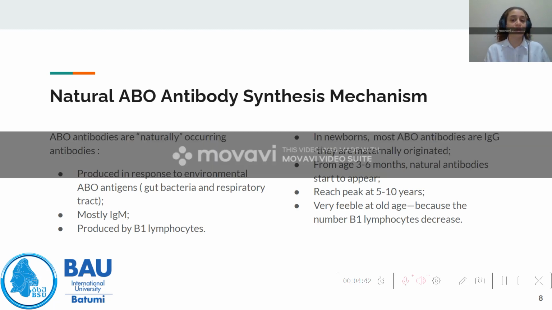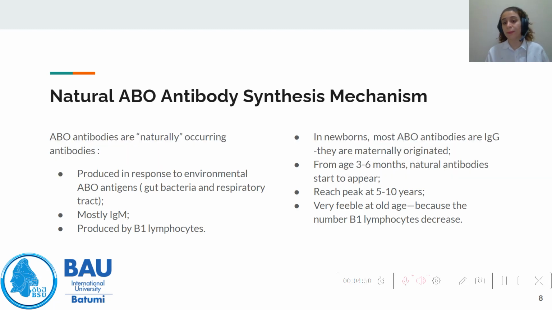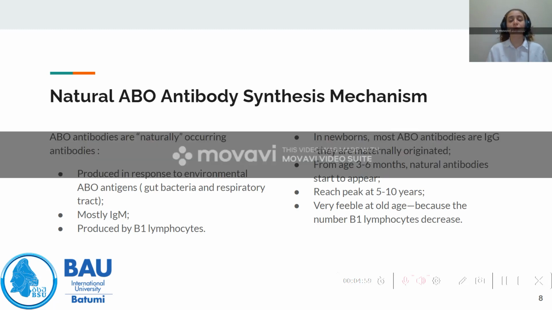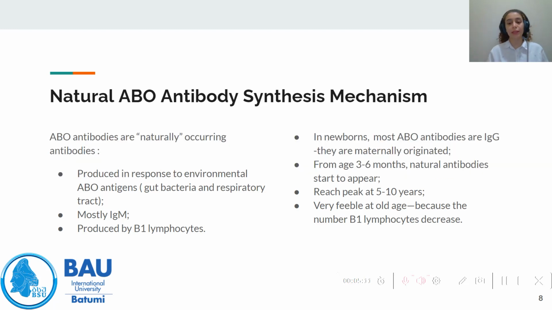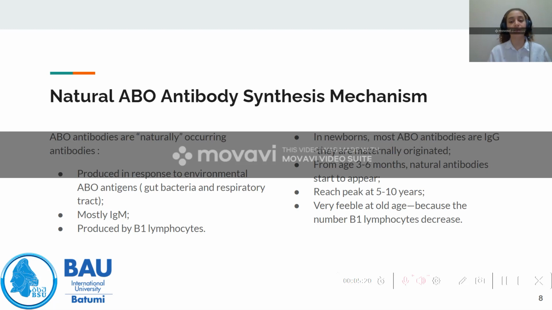And when we talk about them in the newborns, whenever we find these ABO antibodies, we can expect that in the majority of cases they are IgG rather than IgM, because we expect that they come from the maternal circulation. The reason is that from the age of 3 to 6 months, this is when the body of the newborn starts producing these natural antibodies and they start to appear in the circulation. They reach their peak at 5 to 10 years of age, and they decrease year by year until they become very feeble at a very old age. And the reason is that the number of B1 lymphocytes, which are responsible for the production of these natural antibodies, decreases.